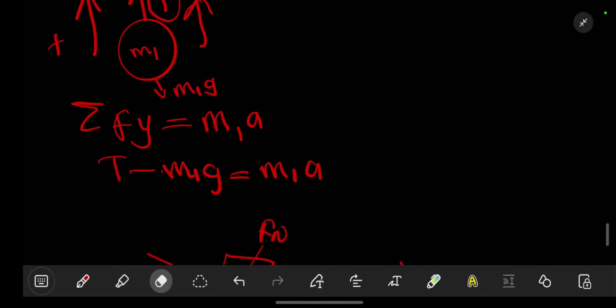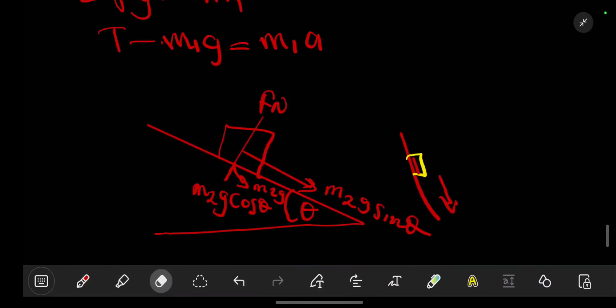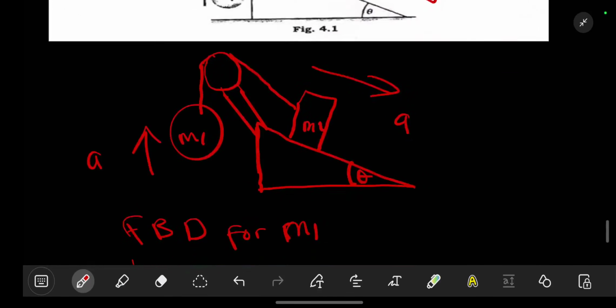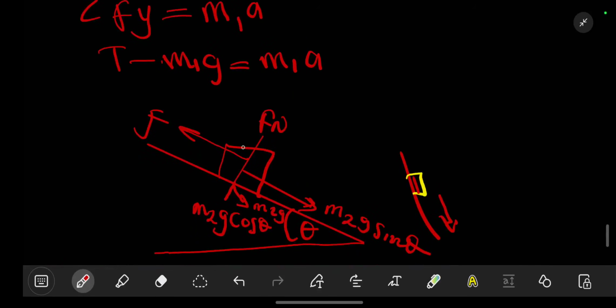So we are going to have something like m2g sine of our theta, like that. Then the frictional force will be in the other direction, since it's going like that. If it was going up, the frictional force would be acting in the other direction. So that is how we draw that. What else do we have? The tension, the rope, it is connected this side, so tension will be pulling in the direction it is connected, so it will be like that. So this will be our tension, like that.